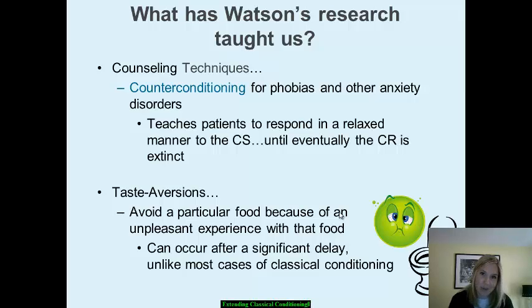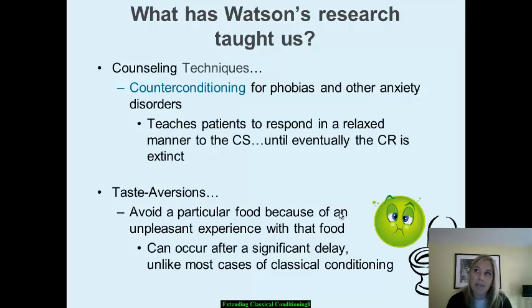In taste aversion, though, that doesn't happen. Because if you think about it, you don't eat a food and then 0.5 seconds later end up getting sick. It takes a little bit longer than that. It can be several hours. It can happen overnight, okay? So it's a very interesting scenario of taste aversion that it falls outside of the realm of our traditional understanding of most classical conditioning cases because it happens after a fairly significant delay.